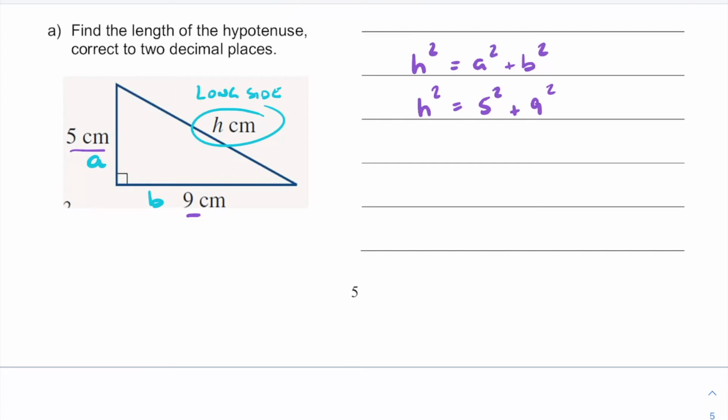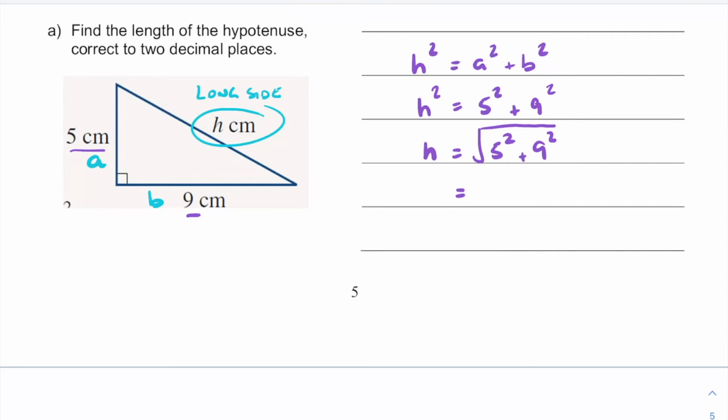Or we can do this, so we can find the square root of h squared, which is just h. And then we can use our wonderful square root sign and pop these underneath. Because amazingly, we actually have this thing called a calculator that we can type the square root of 5 squared plus 9 squared into, and it will give us an answer. So we don't even need to do a whole lot of stuff. We're just going to find ourselves an answer.